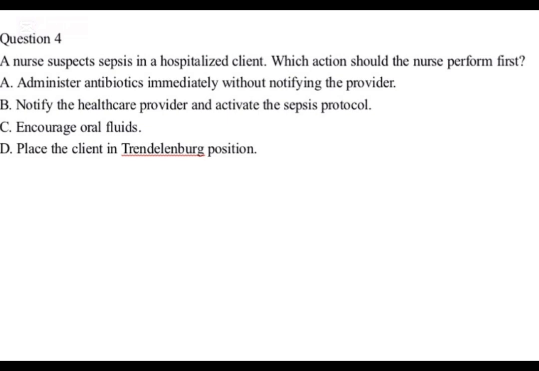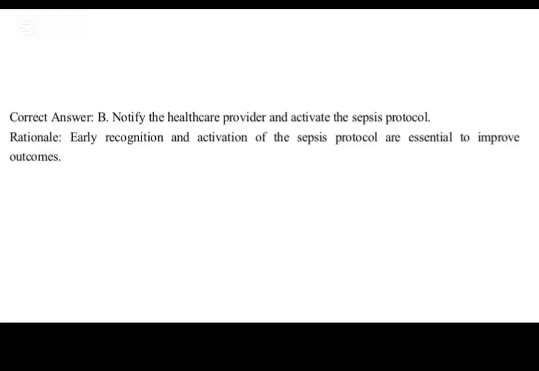Question 4. A nurse suspects sepsis in a hospitalized client. Which action should the nurse perform first? A. Administer antibiotics immediately without notifying the provider. B. Notify the healthcare provider and activate the sepsis protocol. C. Encourage oral fluids. D. Place the client in Trendelenburg position. Correct answer, B. Notify the healthcare provider and activate the sepsis protocol. Rationale: early recognition and activation of the sepsis protocol are essential to improve outcomes.